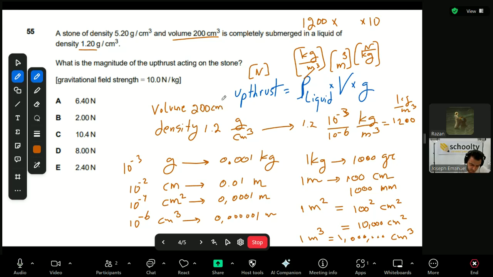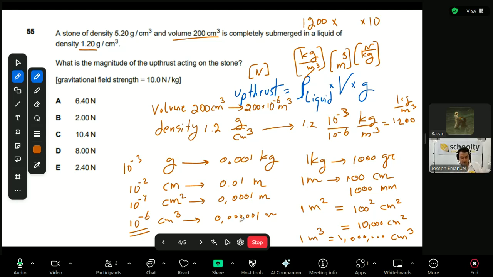Centimeter cube, yeah? We wanted meter cube. So multiply by 10 to the power of minus 6. Why power 6? Minus 6. So 200 multiplied by 10 to the power of minus 6.